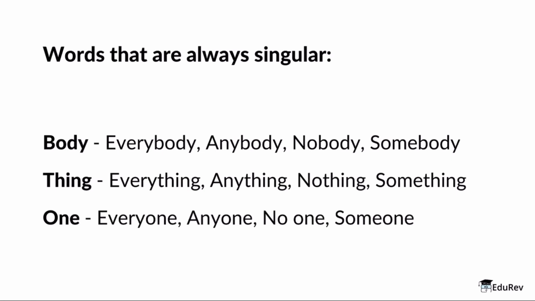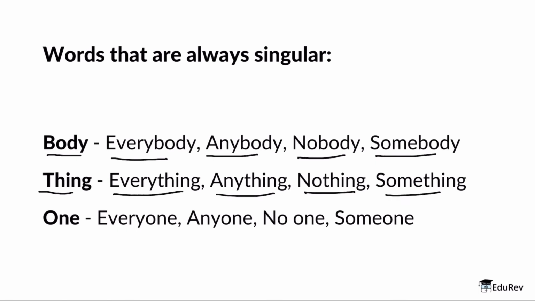Now, let's look at some of the words that are always singular. And people do make a lot of mistakes in this. And we need to understand that whenever these words come, we know what type of helping verb to use with them. So with the root word body, we have everybody, anybody, nobody, and somebody. With the root thing, we have everything, anything, nothing, and something. And with the root one, we have everyone, anyone, no one, and someone.